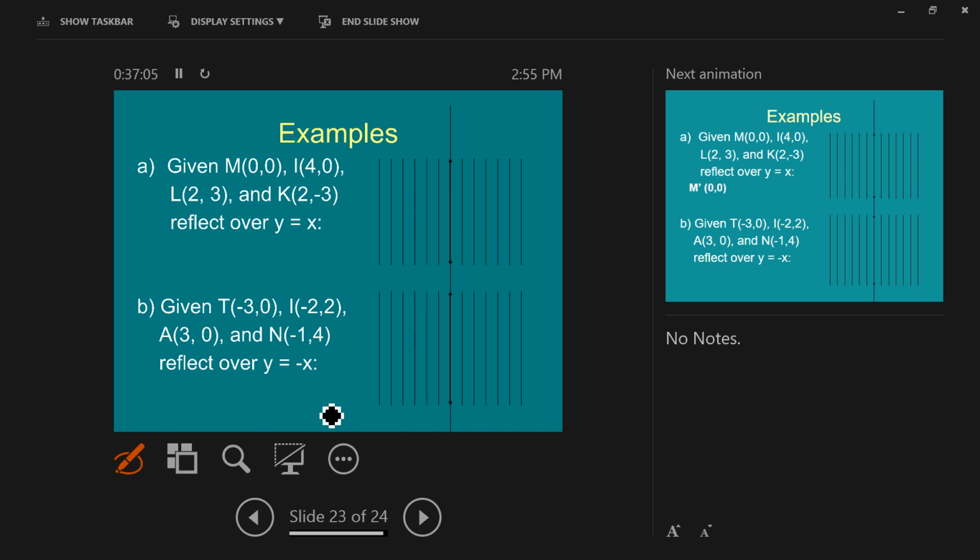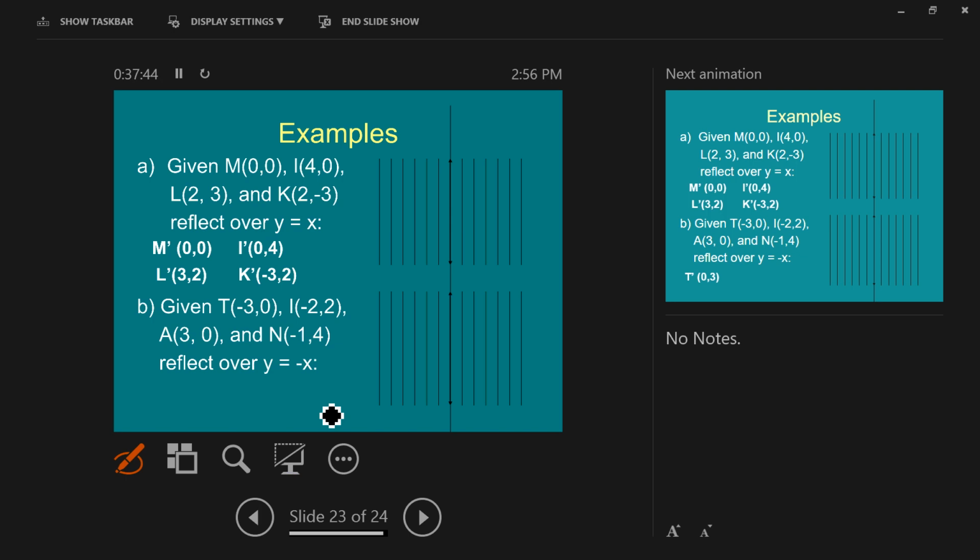Okay? So if I switch 0 and 0, is that going to change anything? No. So M prime is still just going to be at 0, 0. Okay? But what about I prime? What's it going to become? Good. And what's L prime going to be? 3, 2. And K prime? Very good. Okay, so if we reflect across the line y equals x, we're basically just switching our x and y.